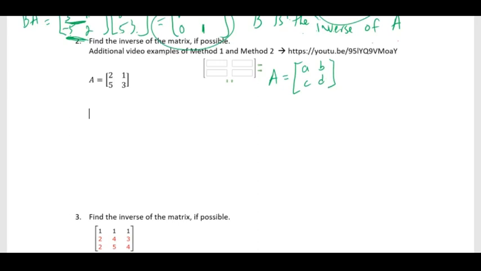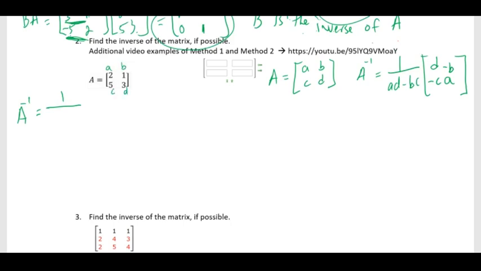and the elements are A, B, C, D, then the inverse can be found by multiplying A times D and B times C and subtracting them. Then we're going to switch the D and the A and switch the signs for B and C. So in this example, if we want to find the inverse, we would have 1 divided by A times D. Remember, this is A, B, C, and D. So this would be 2 times 3 minus B times C.